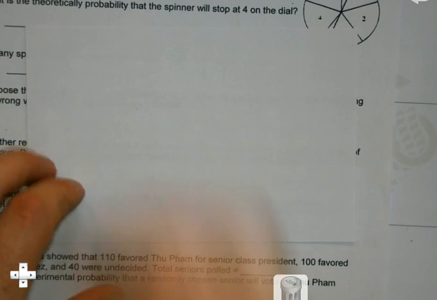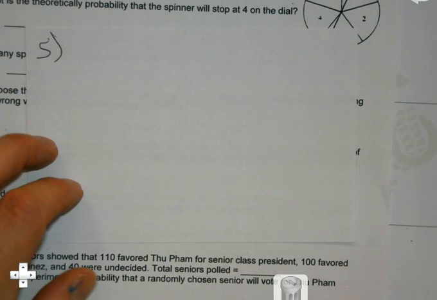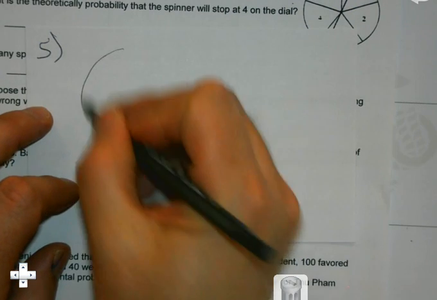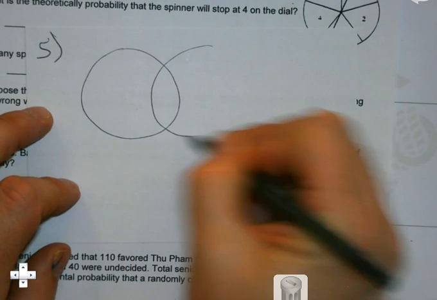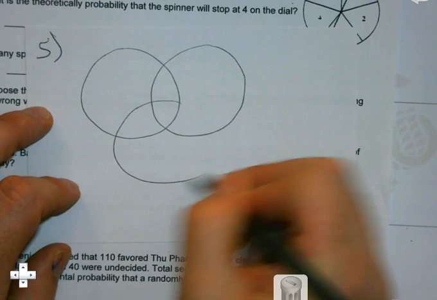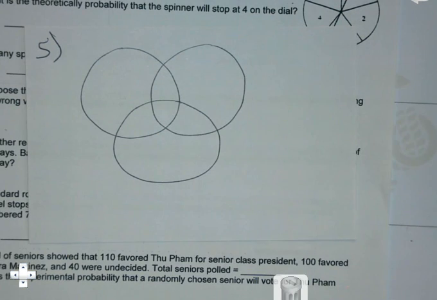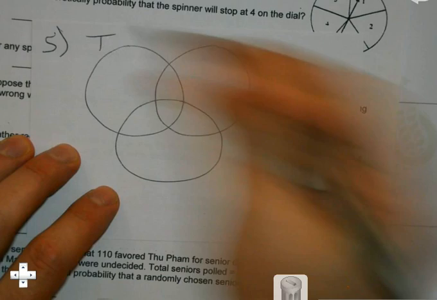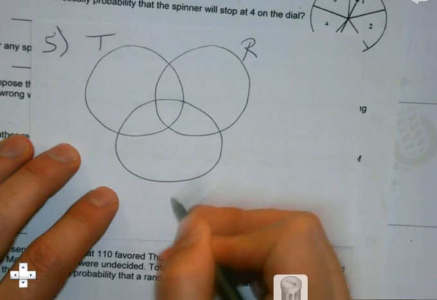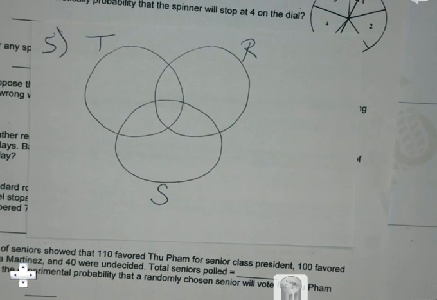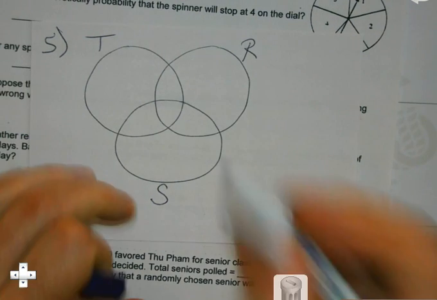All right, we are actually going to start with number 5 from the Venn diagram homework. We have got ourselves 3 sports that we're working with. Okay, so 1, 2, 3. Now, what do we know that may become helpful? Well, let's get these labeled first. All right, so tennis, rugby, and soccer.